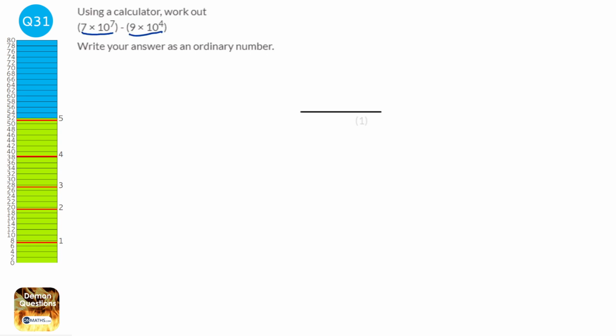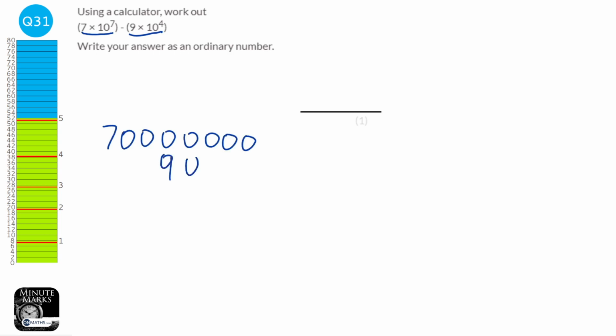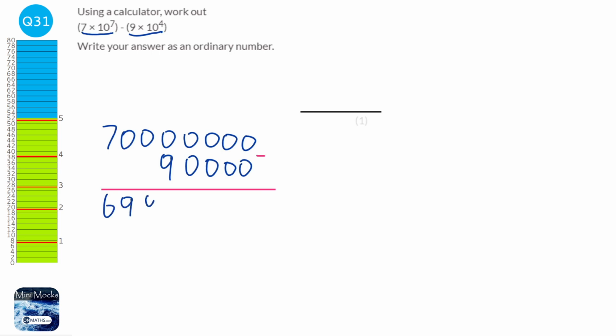And so 7 times 10 to the power of 7 would be 70,000,000, and 9 times 10 to the power of 4 would be 90,000. And so we're just subtracting them like that, and so we'll get 6,991,000. And obviously if this is on the calculator paper, just type it into your calculator.